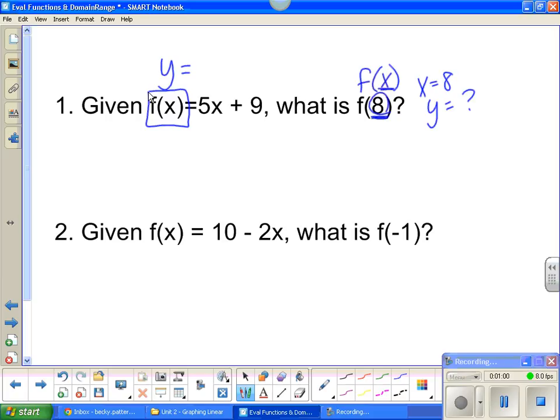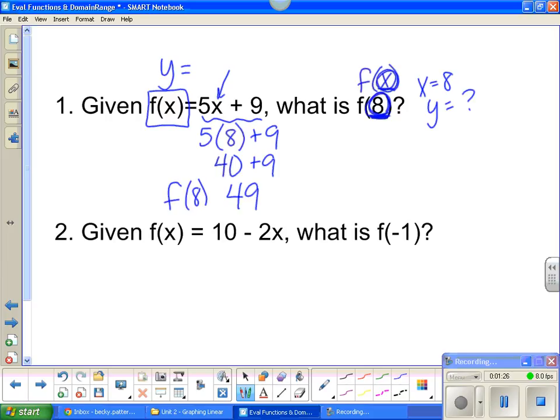So all I have to do is take this 8 and plug it in for all my x's in my function. So f of 8 just means take an 8 and put it in for your x's. So that would be 5 times 8 plus 9, which would be 40 plus 9, which is 49. So f of 8 equals 49. And that's completely sufficient for this problem. But what this means is that if x is 8, y is 49. And another way to think of that is this function goes through that point, 8, 49.